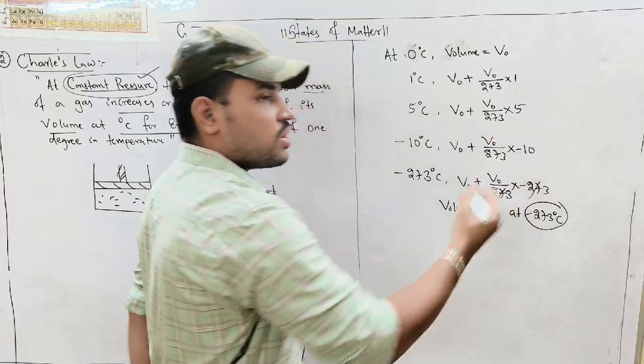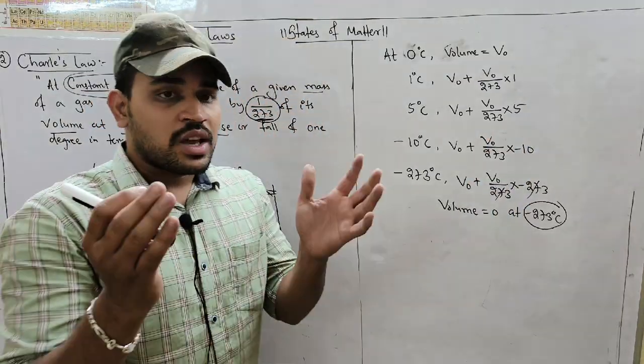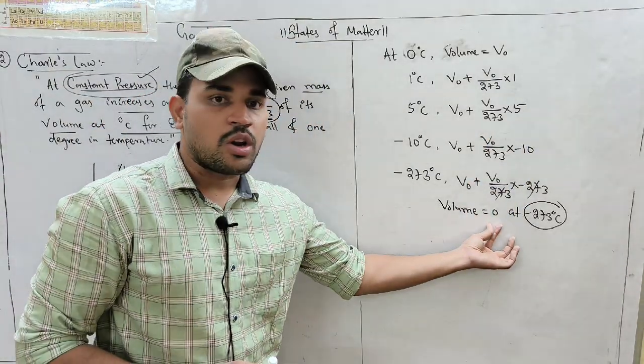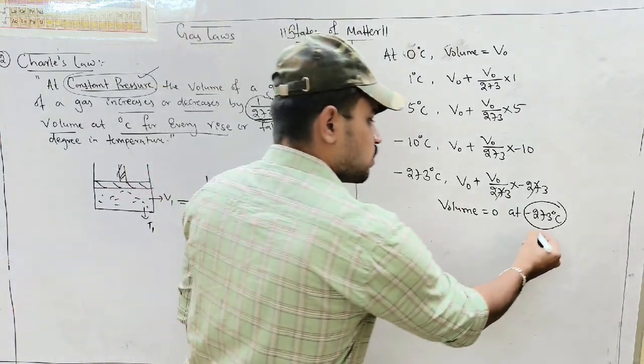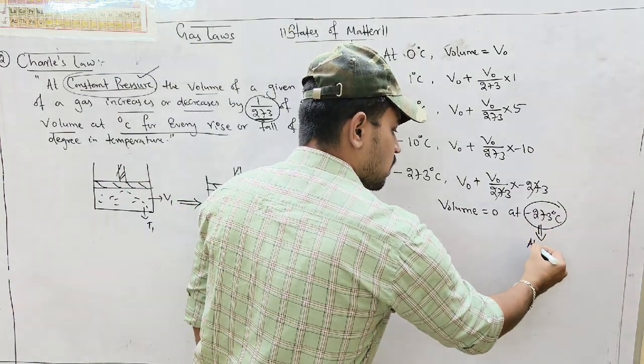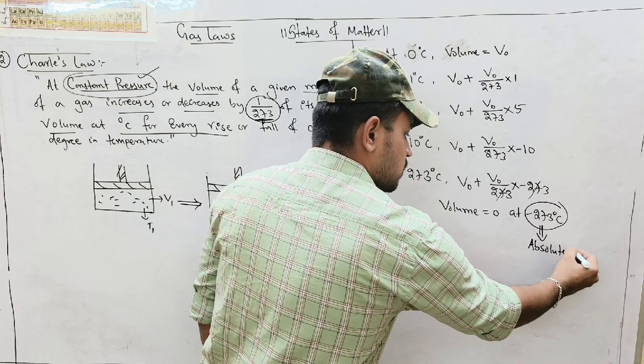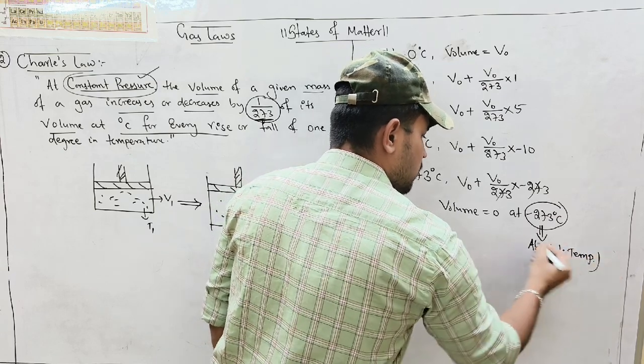At this minus 273 degrees centigrade, what happens? The gas is going to have zero volume. This is called absolute temperature. Hope you are getting my point.